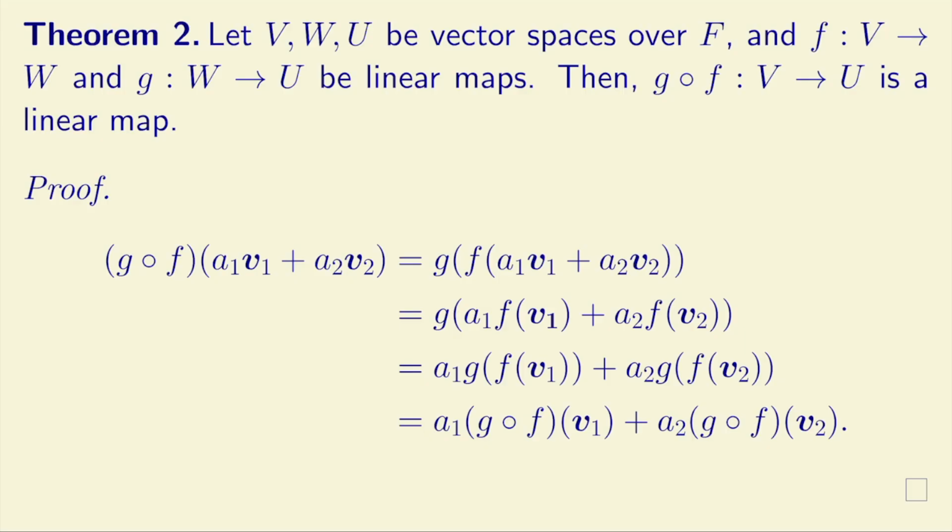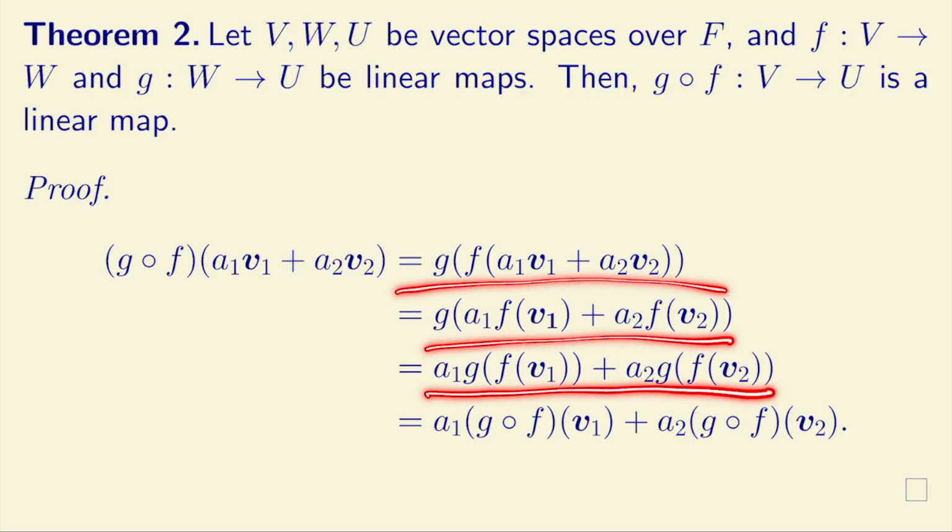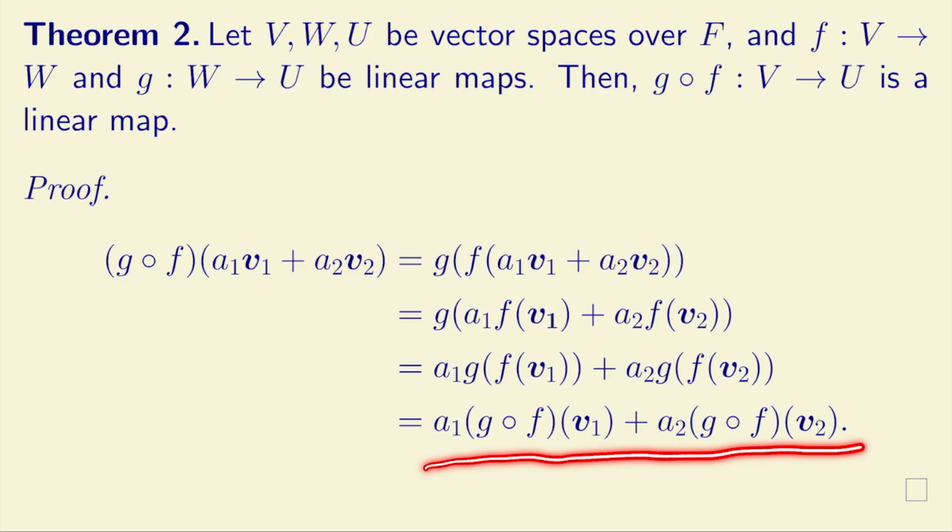If you have a linear map f from V to W and another linear map g from W to U, then their composition, g after f, is also a linear map. That makes intuitive sense. If you apply one linear operation and then another, the total result should still be linear. The proof on the page just shows that by applying the linearity of f and then the linearity of g.